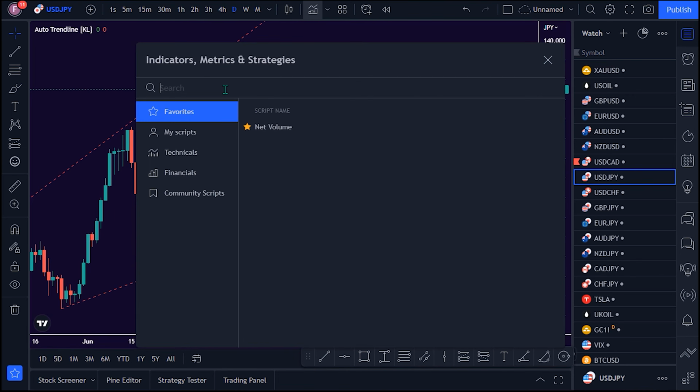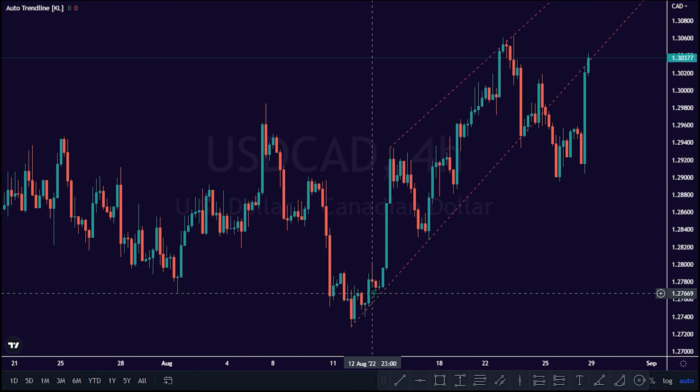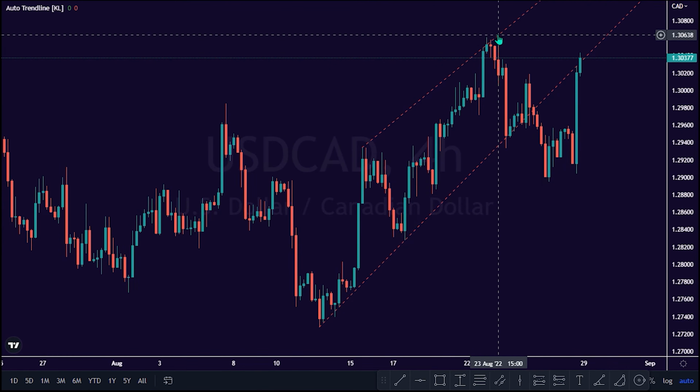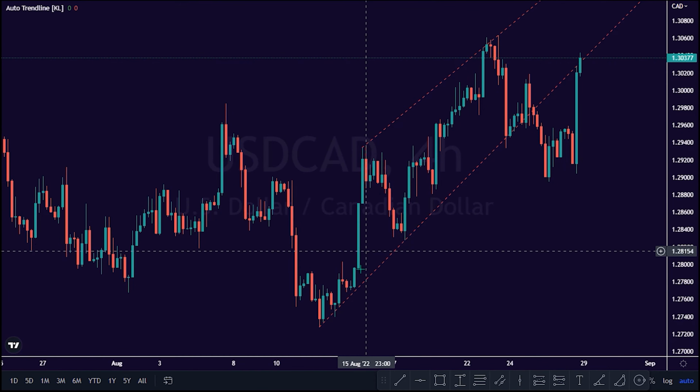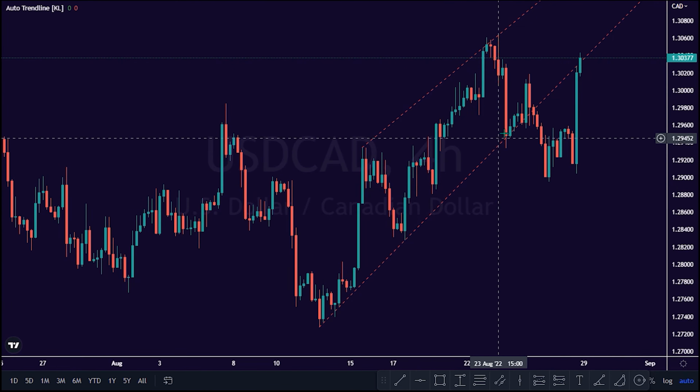To get this indicator on your trading chart, search the keyword Auto Trendline Indicator. Select the Auto Trendline Indicator based on fractals EP version by Doji Emoji. This can be useful for traders considering using trend lines as part of their trading strategies. Also, for traders who love to trade wedges and symmetrical triangles pattern trading strategies.